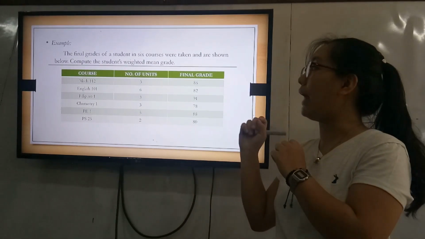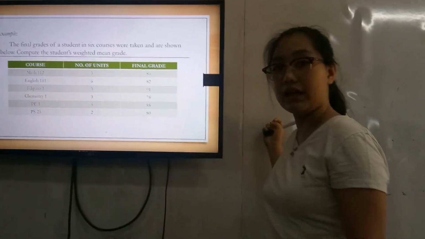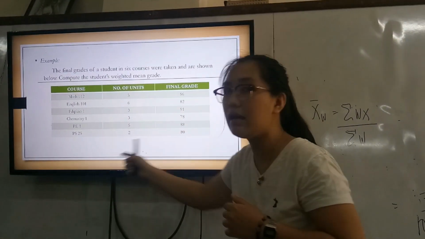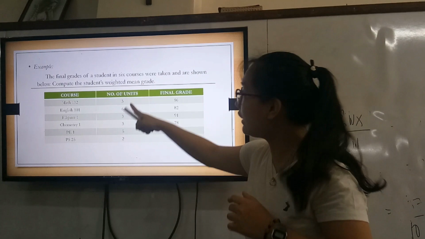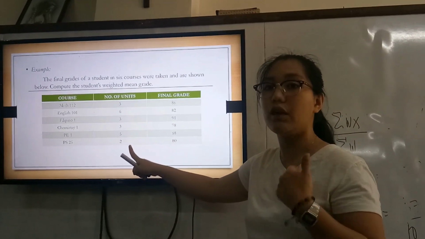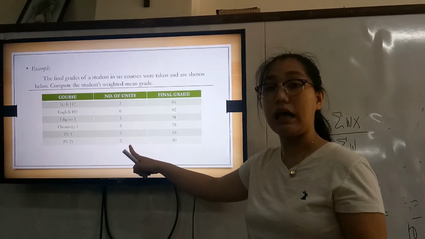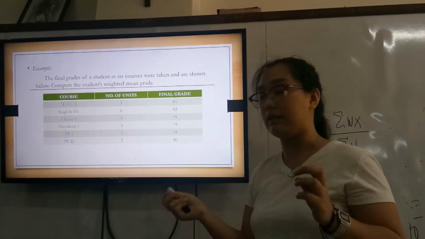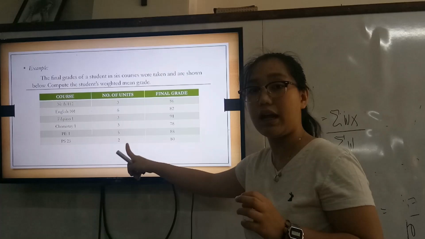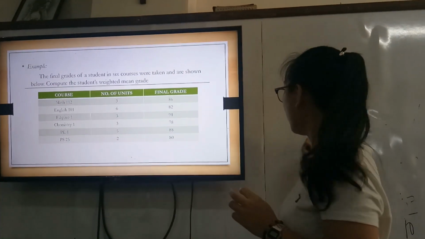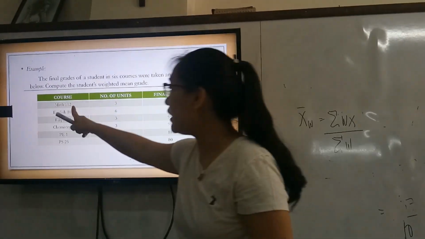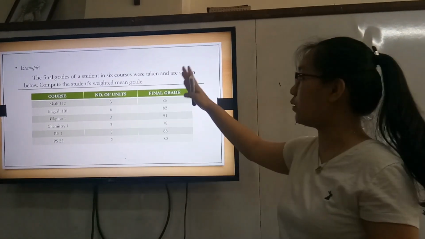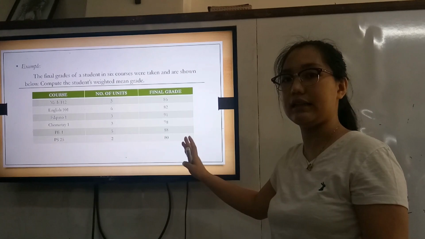So meaning, we will apply what? Weighted average or your weighted mean, because they have different weights. If all of these were 3 units, all you have to do is use your arithmetic mean, because none is heavier and none is lighter. Okay, so in this case, since they have different weights, we will use your weighted mean. So we have 6 courses. This is your weight, and this is going to be your final grade.